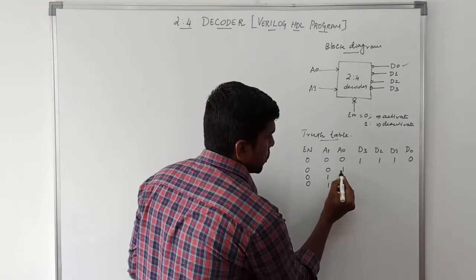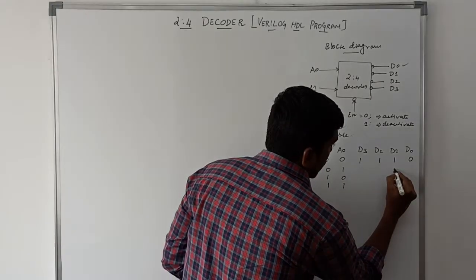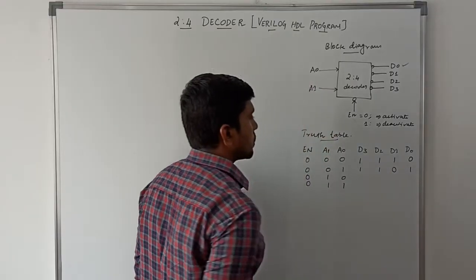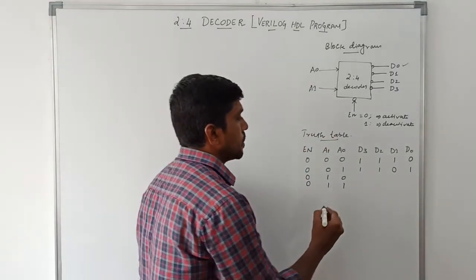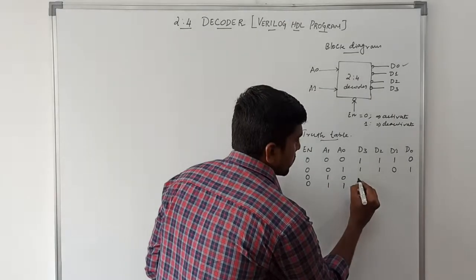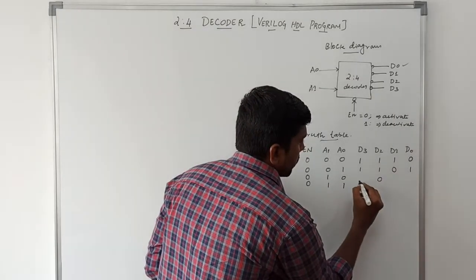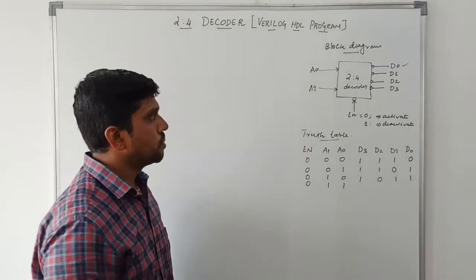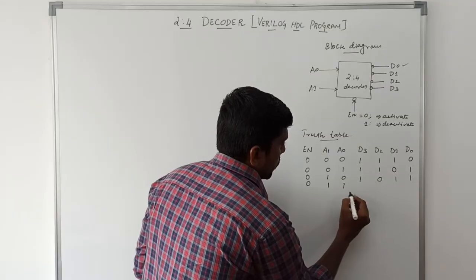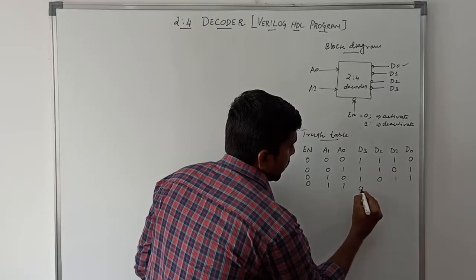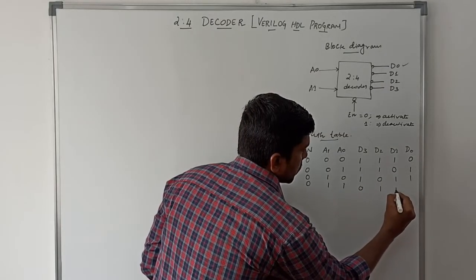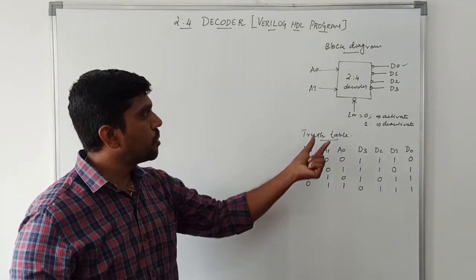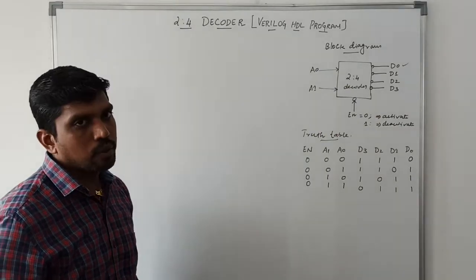The next condition 0, 1. In this case D1 is selected, remaining all the outputs are set to 1. Then 1, 0. In this case only D2 is activated, remaining all the outputs are set to 1. Final one 1, 1. Here D3 is selected, remaining all the outputs are set to 1. So this is the truth table for the 2 to 4 decoder circuit.